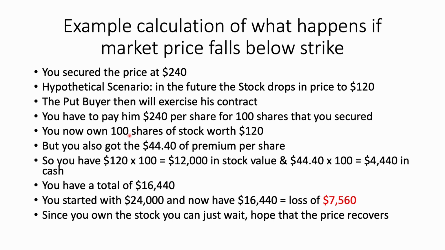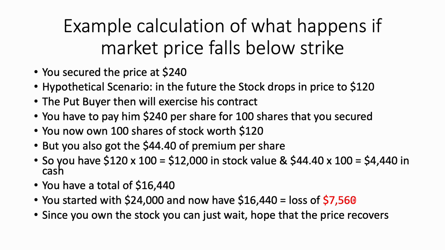You now have 100 shares of Tesla, worth 120 a share in this hypothetical situation. But you also got the insurance premium. So just calculate everything. 120 times 100, 12,000. 44.40 times 100, 4,440. Add those two up, and we get 16,440. So we started with 24 grand. Now we got 16,440, and we got a loss of 7,560.